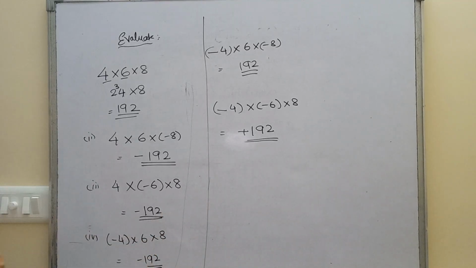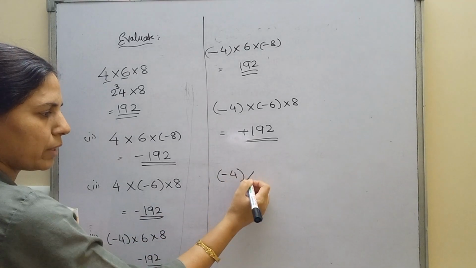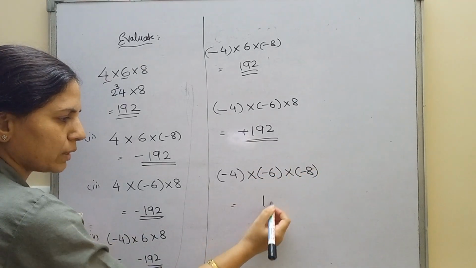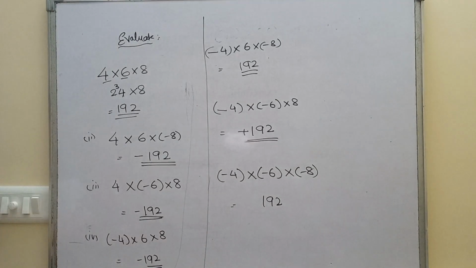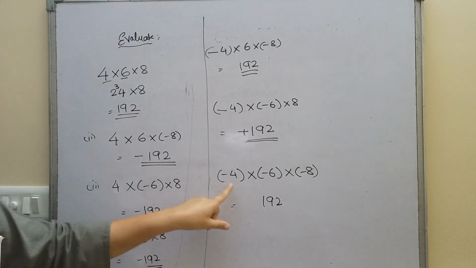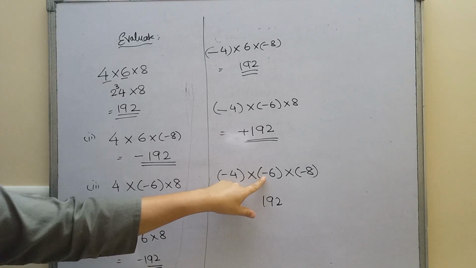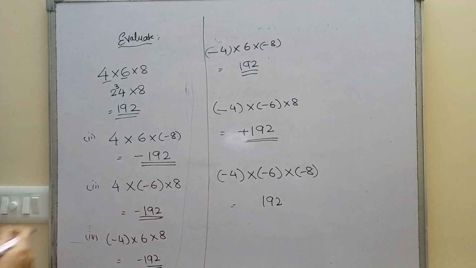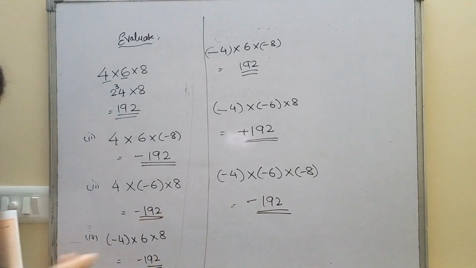What if three of them are in minus? Minus 4 into minus 6 into minus 8. See, 192 has to be there. The question arising is whether the sign should be plus here or minus. Minus minus plus, plus minus minus. It is odd, therefore the number here would be in minus.